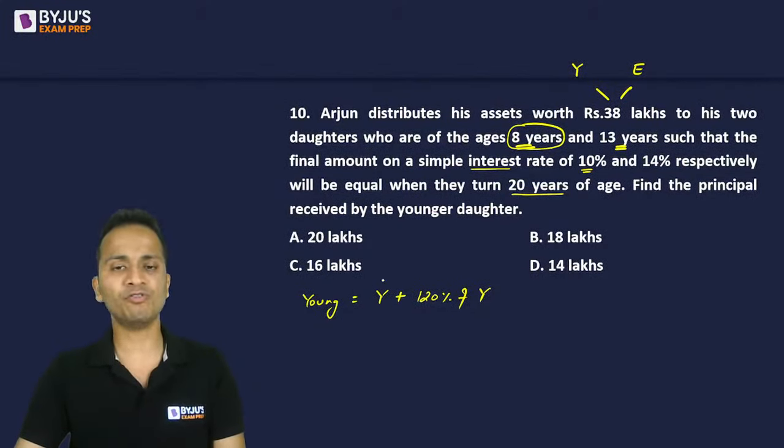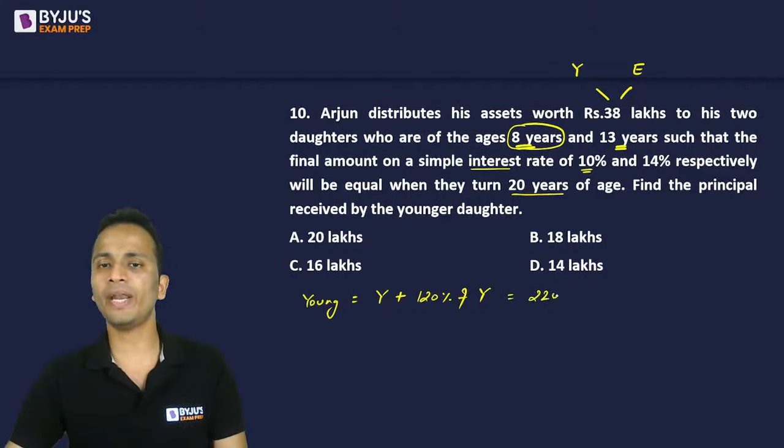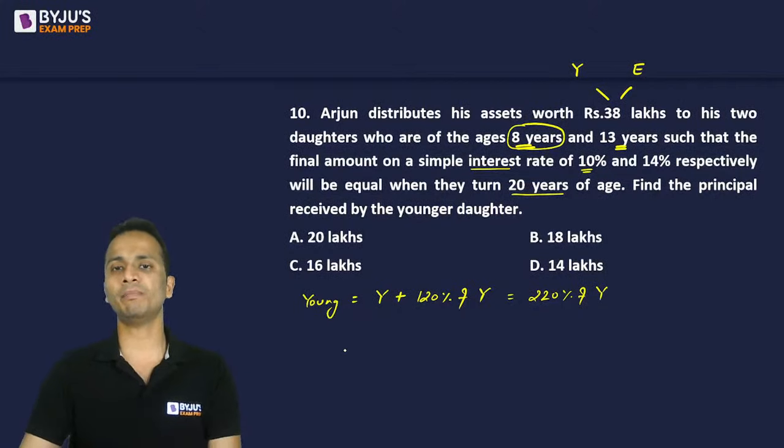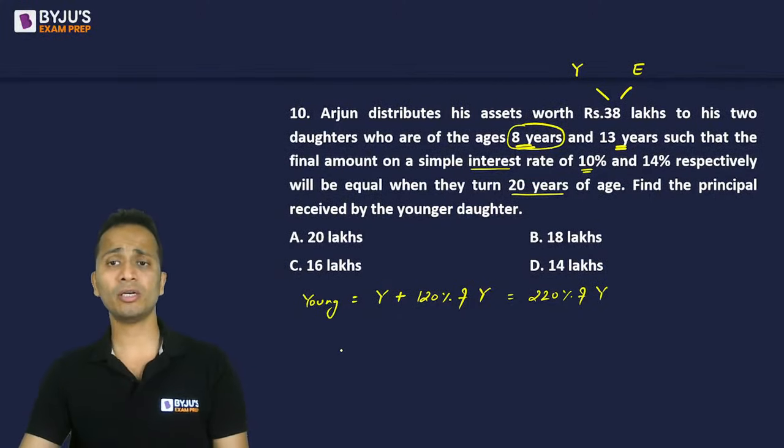So original value y plus the interest. Okay, so I can write it as 220 percentage of y. This is the money received by the younger daughter when she turns 20 years of age.